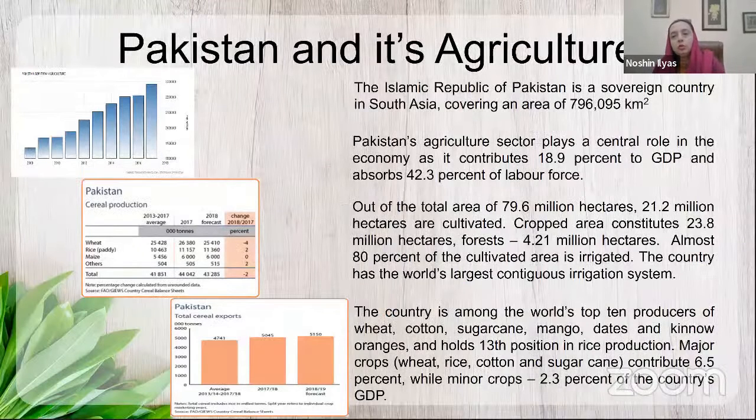I hope we all know that we belong to an agricultural country, and the whole economy of our country depends upon agriculture. It is very well known that 18.9% of our GDP comes from agriculture. It provides food to a large population, it is the main earning source, and we have a large cultivation of crops. Many crops are produced; the main important ones are wheat, rice, cotton, and sugarcane.